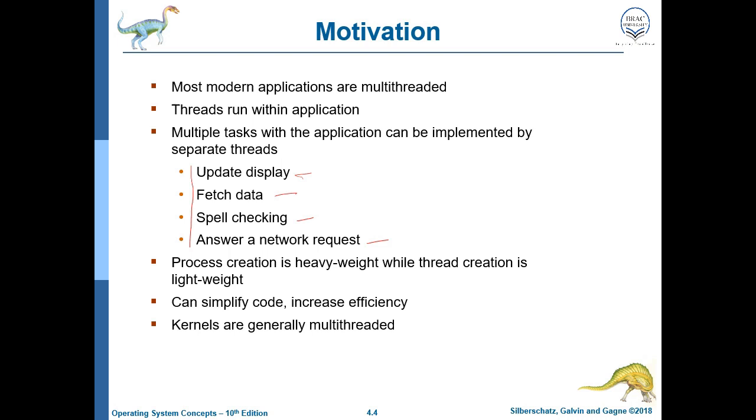Now, process creation is heavyweight while thread creation is lightweight. In the next slide, we'll see what this line means. But just for the time being, remember that creating a process requires more resources, but a thread requires fewer resources. Can simplify code and increase efficiency. Code can be really simplified and it can improve the program's efficiency when we implement multi-threading operations. And kernels are generally multi-threaded. That means there are multiple threads working inside the kernel or running inside the kernel.